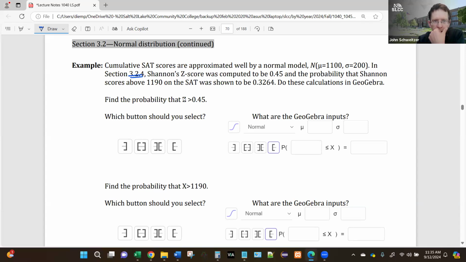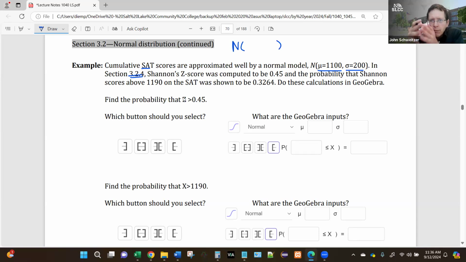They were talking about SAT scores. You're probably aware of this, but maybe not. The SAT is one of those standardized exams that people typically take towards the end of high school, and depending on the score they get, they can apply for certain colleges. It's well known that SAT scores are approximately normal, with a mean of 1100 and a standard deviation of 200. By the way, I haven't really talked about this notation very much.